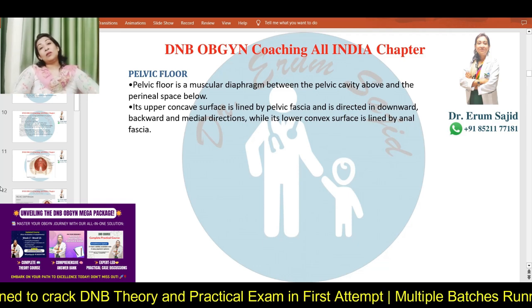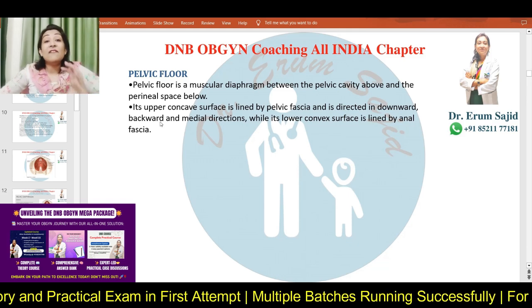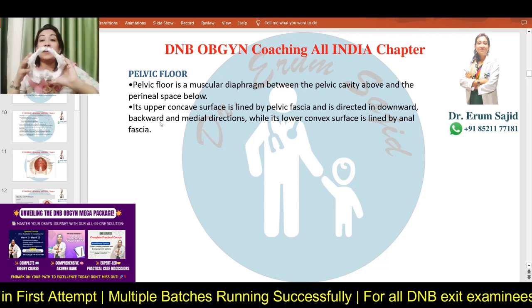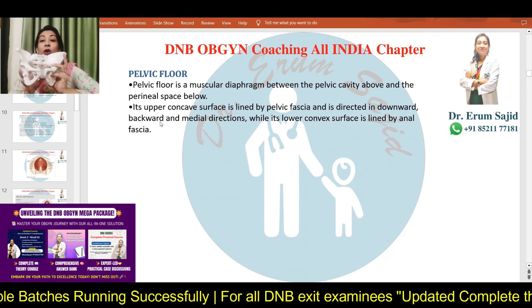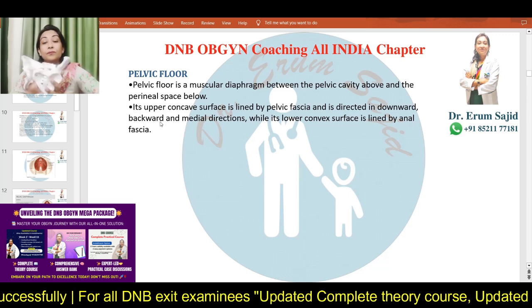So let's begin with the class without wasting time. Today we'll be talking about, as you can see, the pelvic floor. And just to make it easy, I have this in front of me. We'll be dealing with this part. This part is the pelvic floor. So this is how your pelvic bone looks. This is just a brief recap of the anatomy.